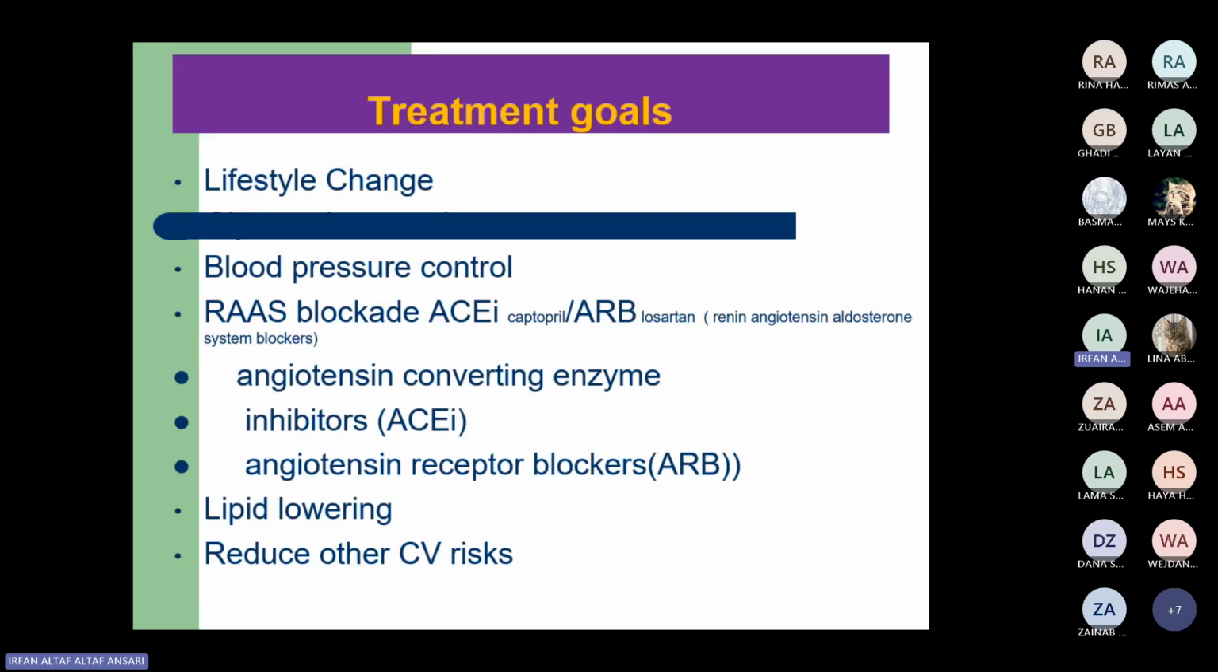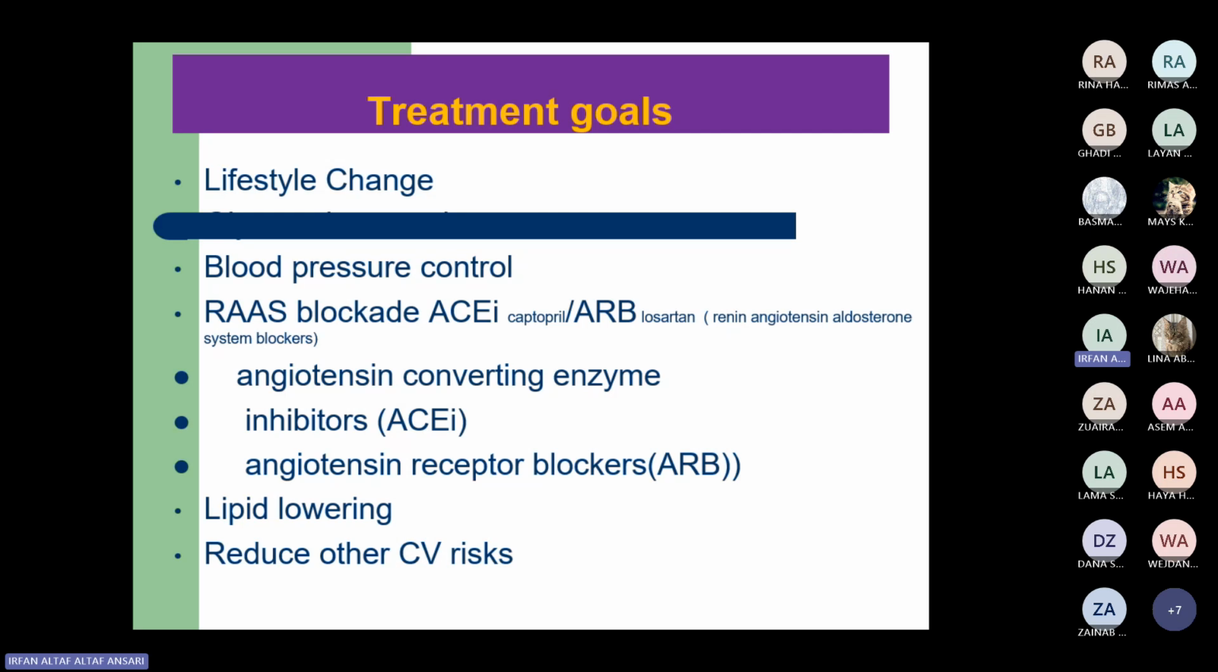What are the treatment goals? If your patient is a diabetic, the base thing is lifestyle change, strict control of the blood sugar, and strict control of the blood pressure. You need to block the renin angiotensin activity system with the help of ACE enzyme inhibitors. So what are those? We have captopril. Captopril causes dry cough. You can use another drug like ramipril, as our patient was using. You can also use ARB, angiotensin receptor blockers, such as losartan.